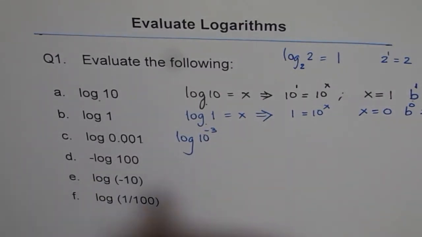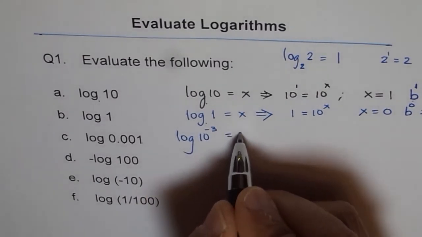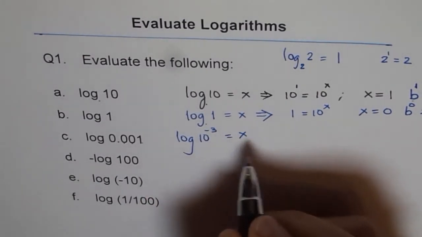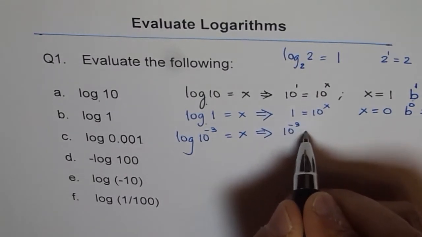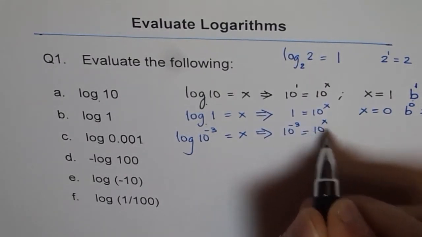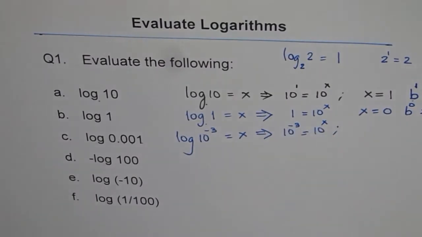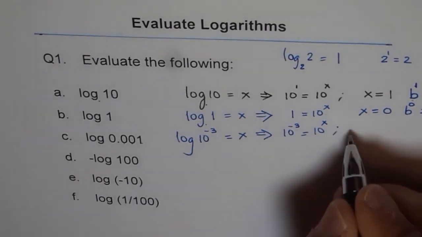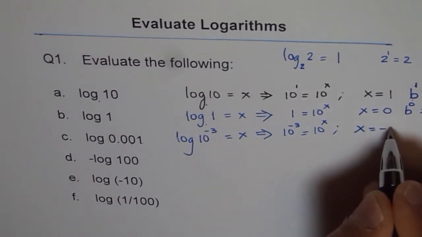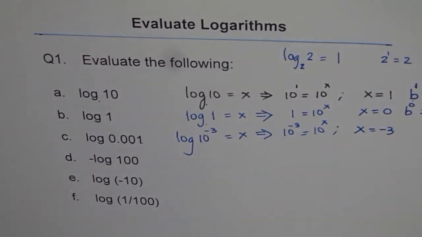Now I want to figure out what this is equal to. Let it be equal to x, okay? In that case, it implies that 10 to the power of minus 3 is equal to 10 to the power of x, correct? Now we can compare the exponents, just as we did in the previous two questions, and so we get x is equal to minus 3. Do you see? You get your answer.